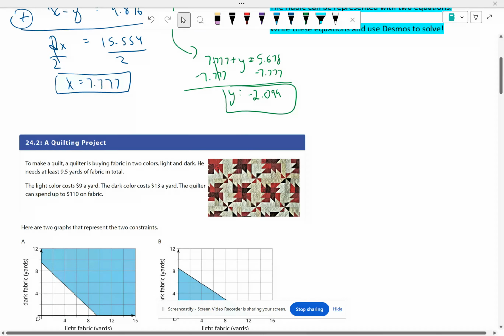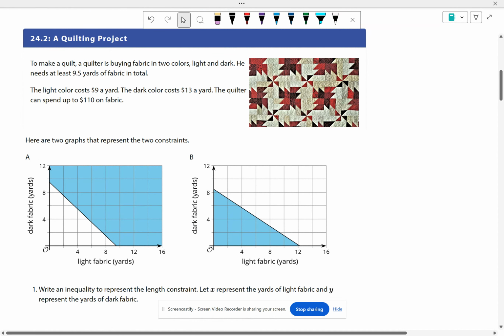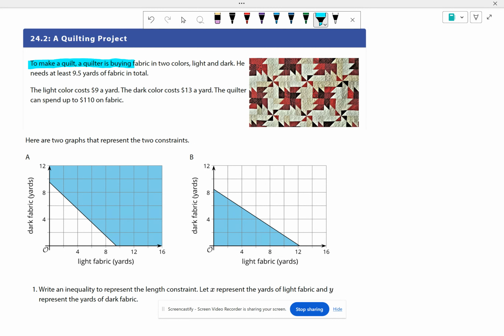All right, now we're going to jump down to 24.2, a quilting project. In the quilting project, a quilter is buying fabric in two colors, light and dark. He needs at least 9.5 yards of fabric total. The light costs $9 a yard, the dark costs $13 a yard, and the quilter can spend up to $110 in fabric. So there's two constraints going on here. We have the length constraint, we need at least 9.5 yards, and we have the cost constraint, we need to spend no more than $110.